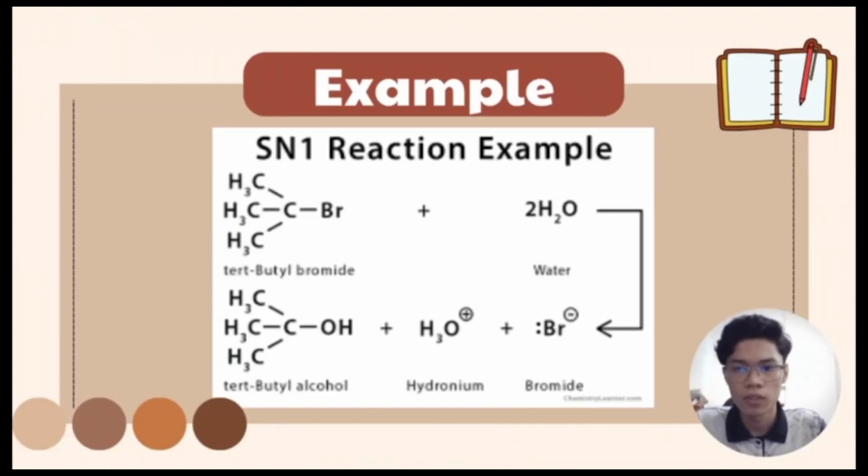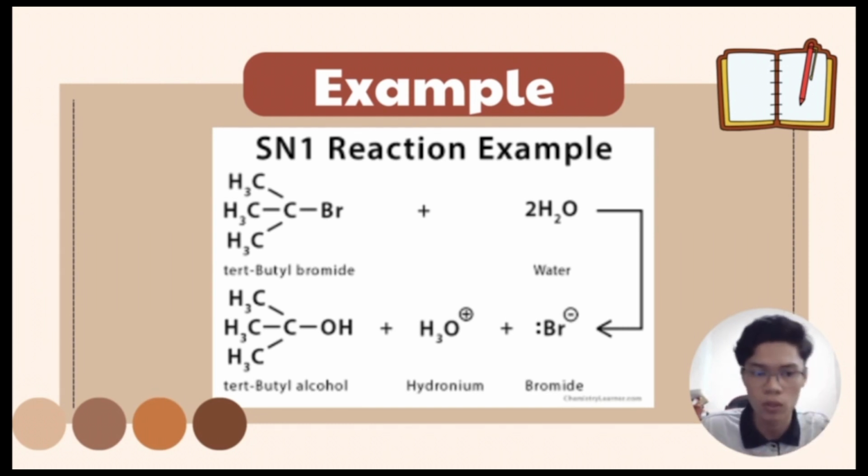Alright, moving on to an SN1 reaction example. Here we have tert-butyl bromide reacting with water. When tert-butyl bromide interacts with water, it will undergo a chemical reaction. The bromine part of tert-butyl bromide will be replaced by a part of the water molecule. This change creates tert-butyl alcohol and hydrobromic acid as products.